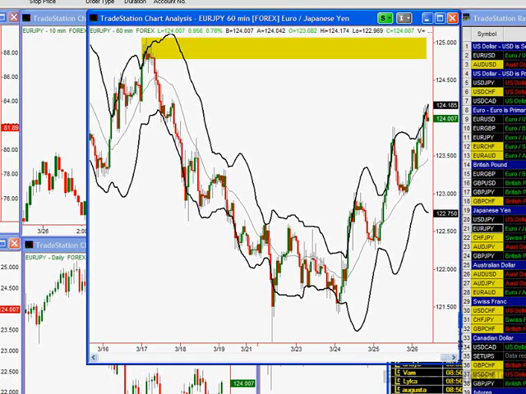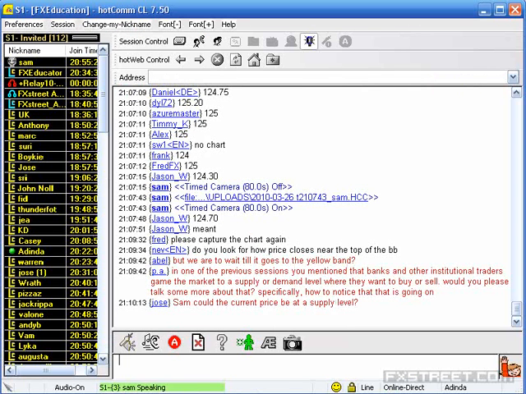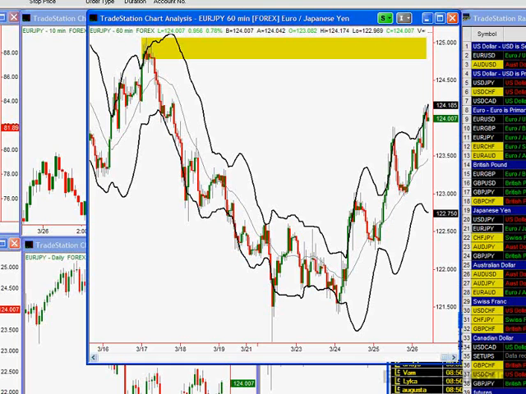Let me back up here a little bit. Make sure I don't miss any questions. Do you look for how price closes near the top of the Bollinger Band? That's one question from Nev. No. All we need, Nev, is for price to touch that supply or demand level and be piercing the upper or lower band at the same time, right? Because if you wait for the close, you're going to miss all your best entries. Your best levels, price is going to touch that level and turn right away. So if you wait for that candle to close, you're probably far away from your low risk entry point. It's not low risk anymore.